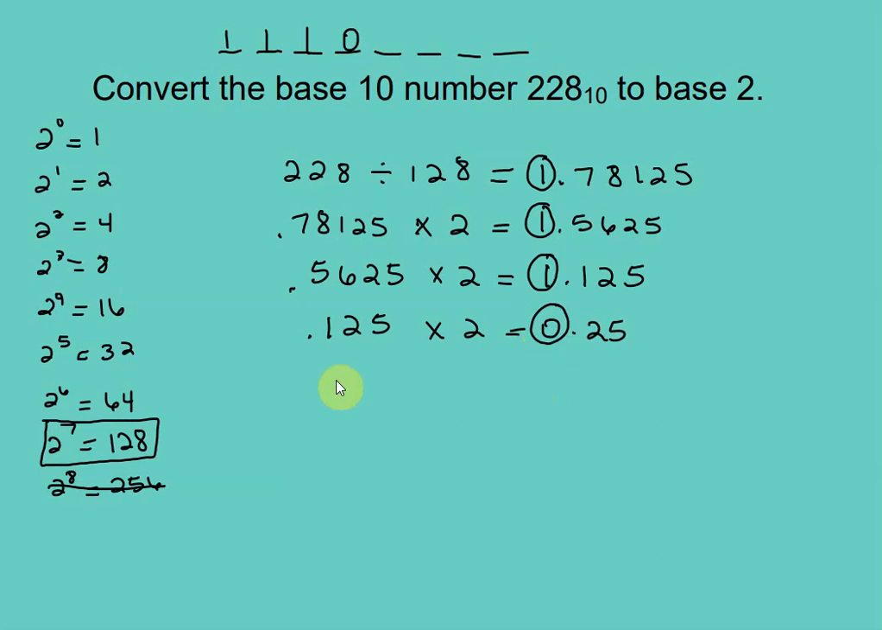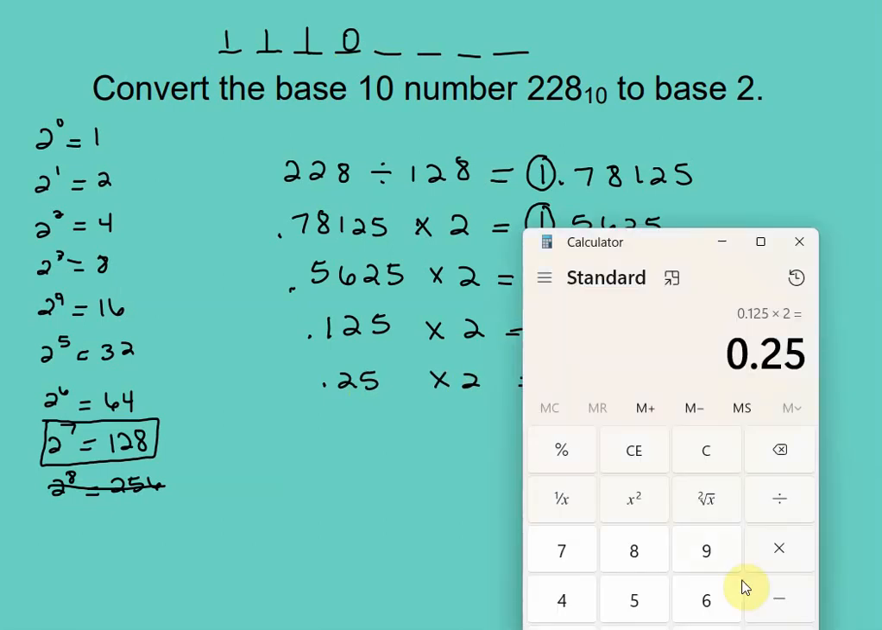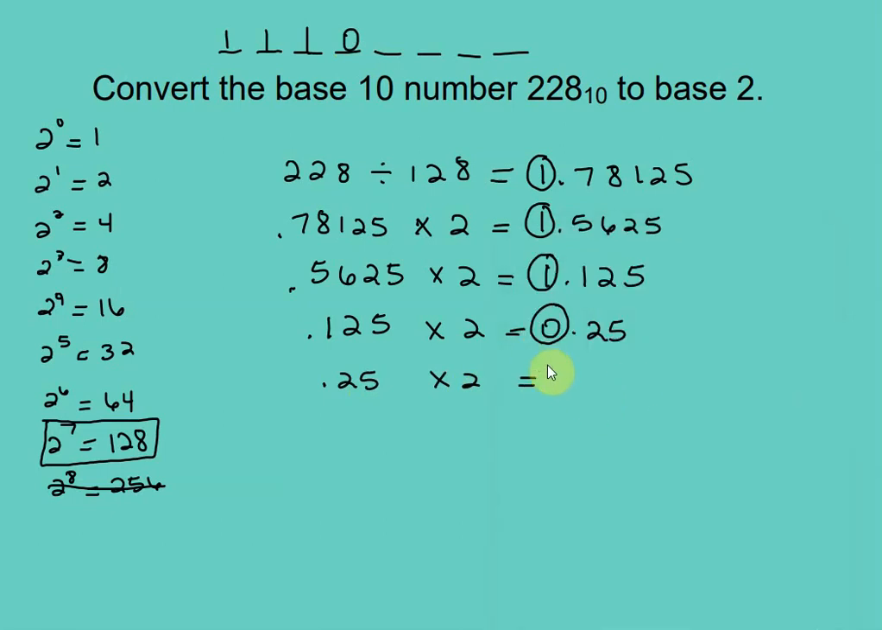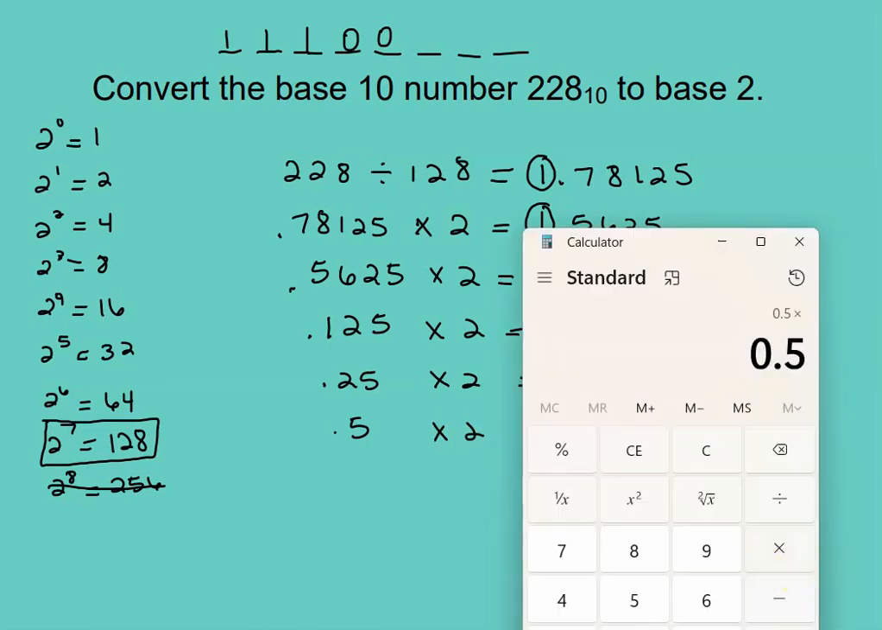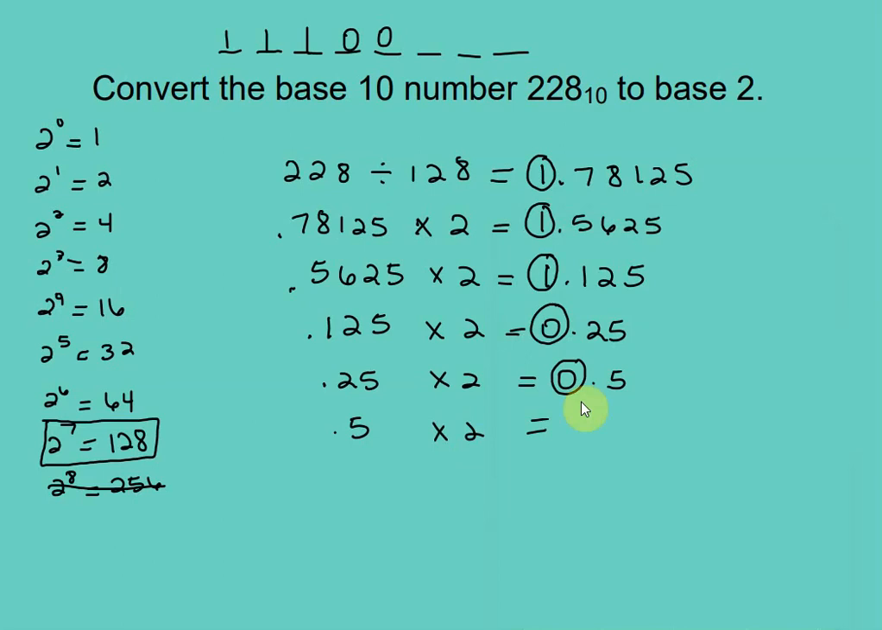If I subtract 0, I still get 0.25. Multiply that times 2, and I get 0.5. So I get another 0 in my answer. If I subtract 0, I still get 0.5 times 2. Times 2, and I get 1.